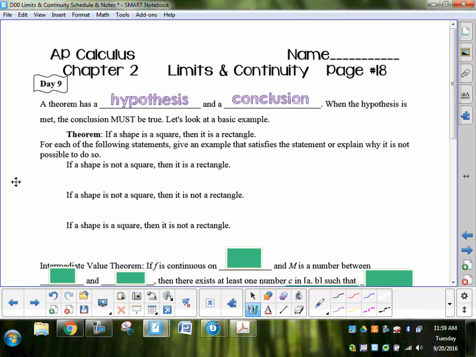Who can give me, is that true or false? Who can give me a counter example then? What do you want to say? There you go. If a shape is not a square, then it's not a rectangle. Is that true or false? What's the counter example?